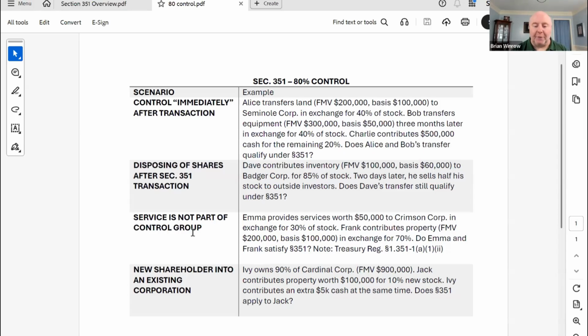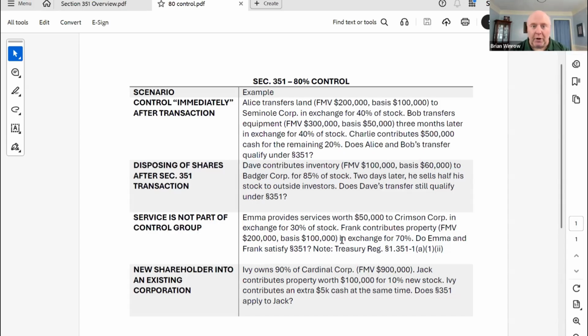But from Frank's perspective, Frank had a fair market value of $200,000 and a basis of $100,000. Frank is going to realize $100,000 of gain. And now, because Frank only has 70%, Frank is going to have to recognize that $100,000, because we do not include Emma's 30%, since all she did was contribute services, not property. So we don't use her 30% to help Frank out. So sorry, Frank, you're going to have to pay taxes on that $100,000.